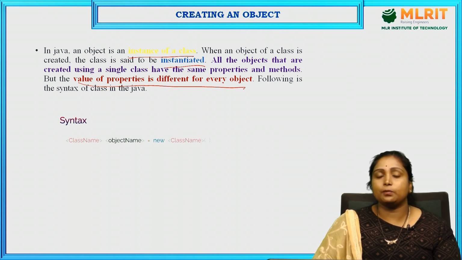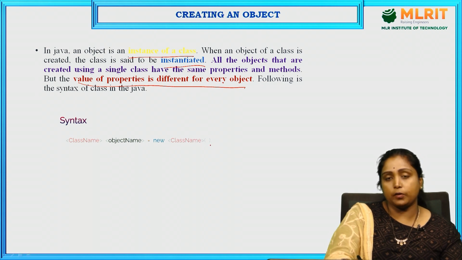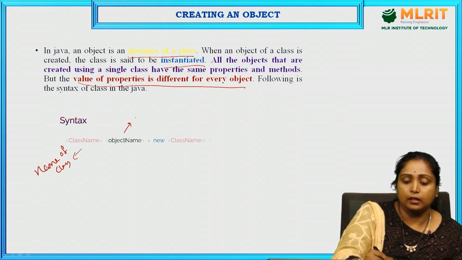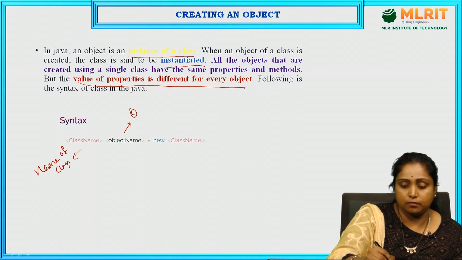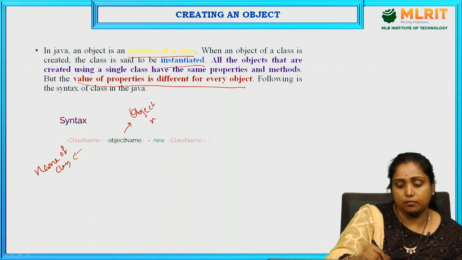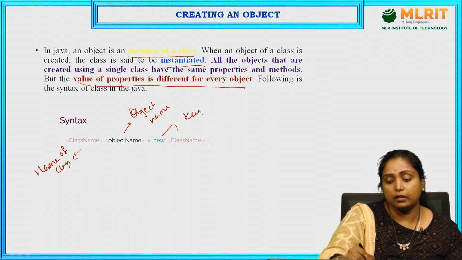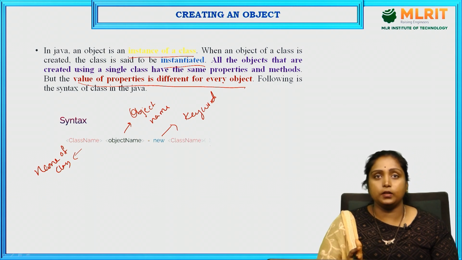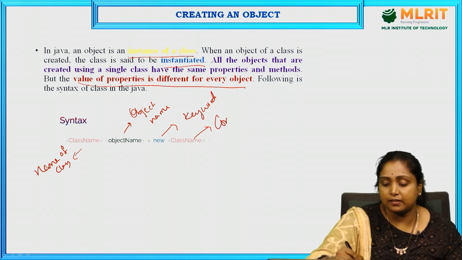This is the syntax for how you create a new object: class name, space, object name equals new, class name, followed by two parentheses. This is the name of the class, and here you are creating the new object. New is a keyword which will create a new instance. The class name followed by open and close parentheses is the constructor.